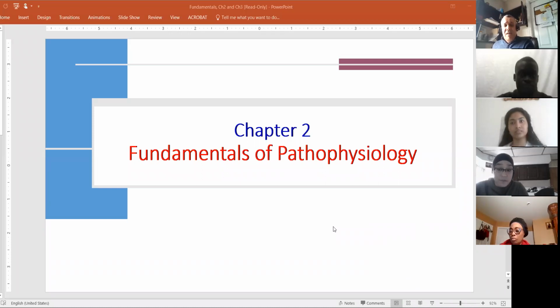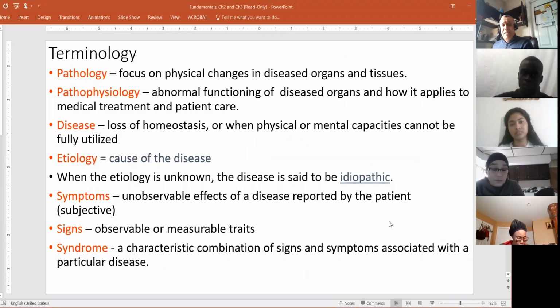The fundamentals of pathophysiology. Yeah, the chapters may not reflect the content, so don't go by the chapter numbers, because we have cell biology, which is chapter 1, and then the genes. Let me just go over the weekly outline.